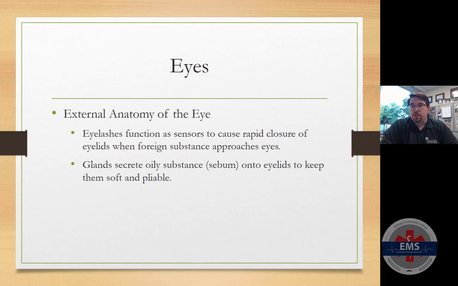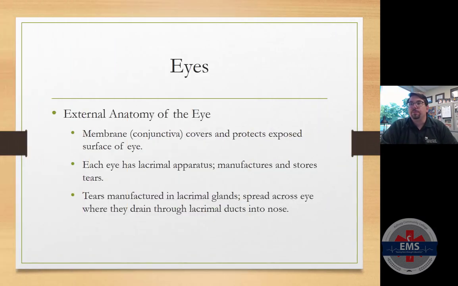Last but not least are your glands. These are going to secrete an oily substance we call sebum onto the eyelids that keeps them soft and pliable. If you ever get really tired and you're rubbing your eyes, like, man, my eyes just feel greasy or heavy, that's what we're talking about with those glands secreting that oil.